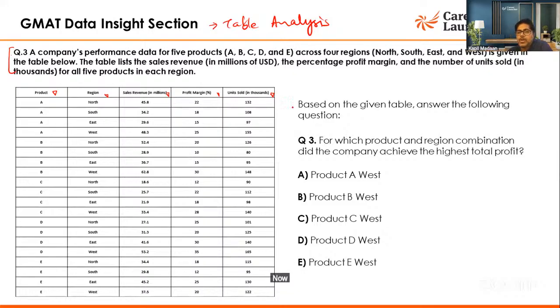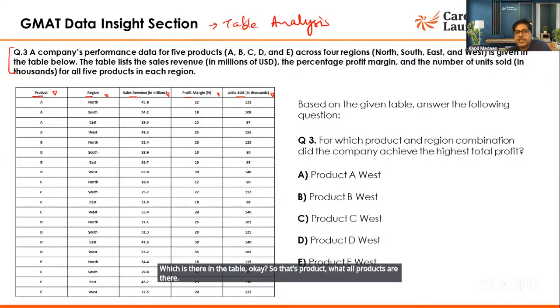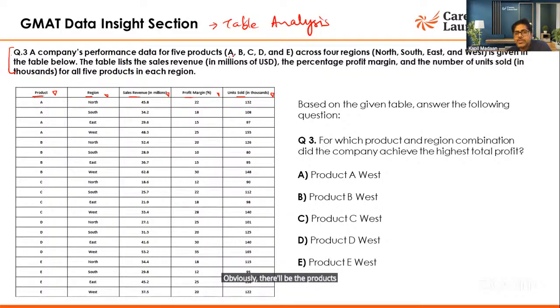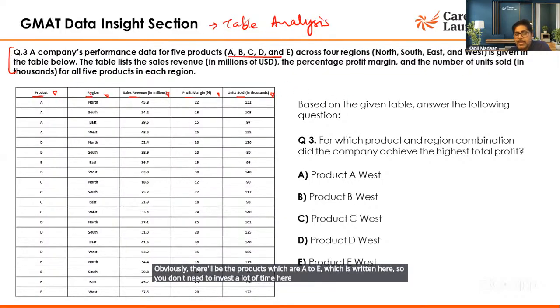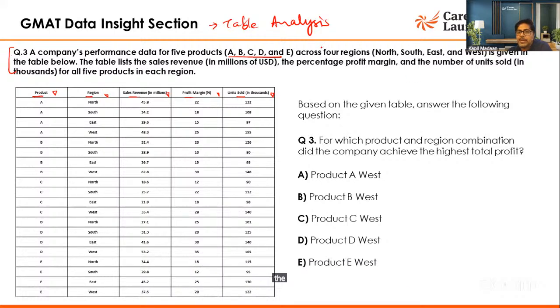Now, you can go through this, but it is generally the description of the table which is there. Okay, so that's product, what all products are there. Obviously, there'll be the products which are A to E, which is written here. So you don't need to invest a lot of time here. Understand the table instead of reading the whole thing, 3 to 4 lines. Don't read. Okay, that makes your life easier.